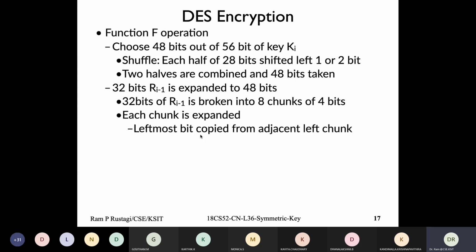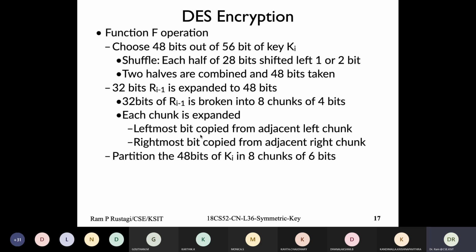Essentially, for each chunk, you have a left chunk and a right chunk. So you take the left bit from the left chunk and the right bit from the right chunk, and that's the way a chunk from 4 bits becomes 6 bits, and because of 8 chunks, it becomes 48 bits. I'll show that in a diagram on the next page.